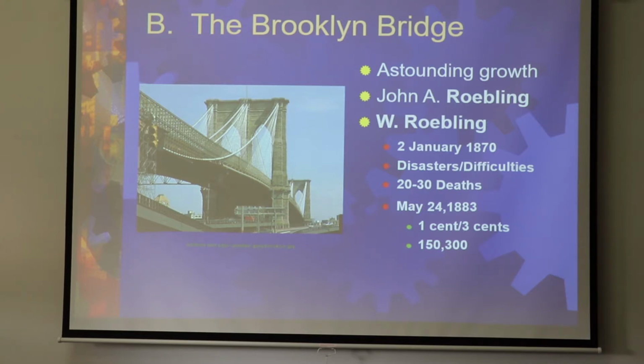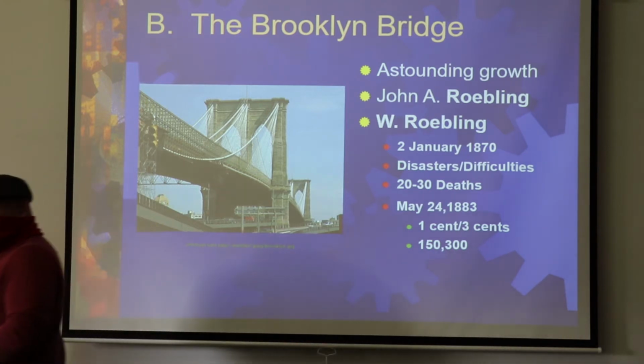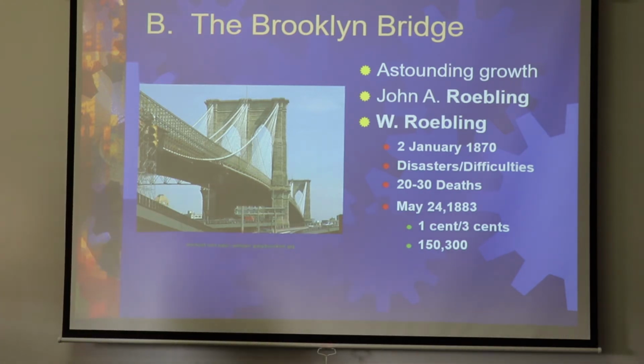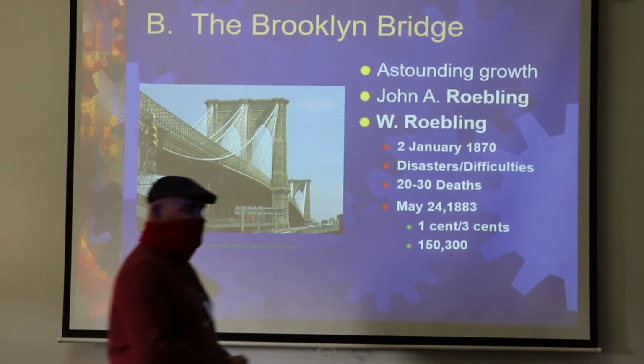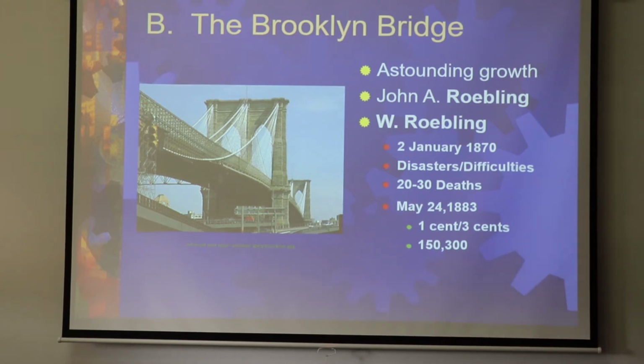Anyway, despite all the difficulties, it was finally completed on May 24th, 1883. The toll to get across the bridge was 1 cent if you were walking, 3 cents if you were taking a wagon. And on the first day it was open, 150,300 people walked across it. Brooklyn continued to grow, and it's still around today. Ready for the next one?